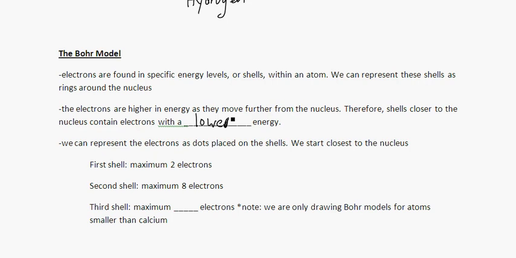The main reason for that is that the electrons don't like each other. They repel each other because they both have negative charges. So you can only fit 2 electrons in that first shell. The second shell is further from the nucleus and has a bit more space, and it can hold 8 electrons.